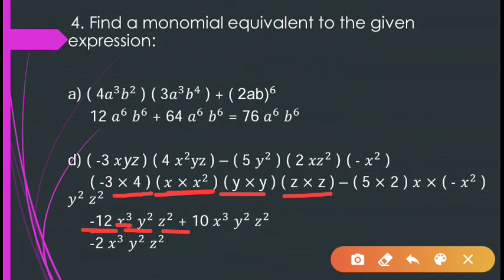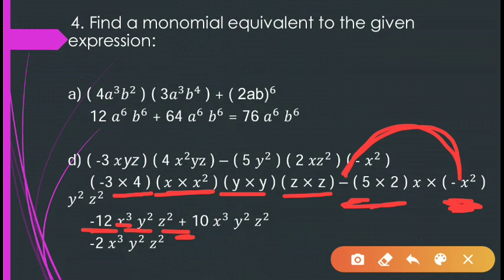Now here it is a minus and here it is a minus. So when this minus multiplies, this will give you a plus sign. Now 5 into 2 will give you 10. x into x square will give you x cube, and this is as it is.